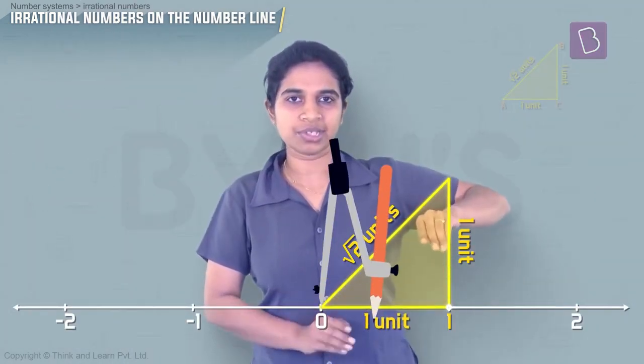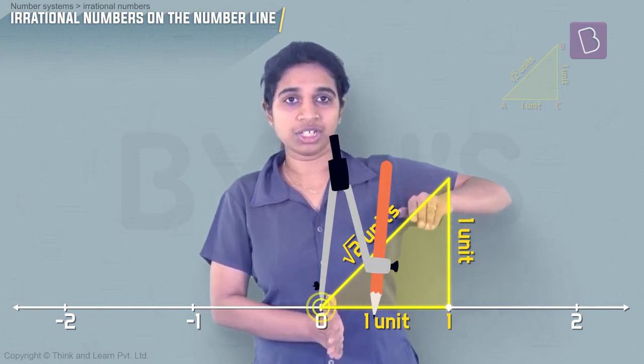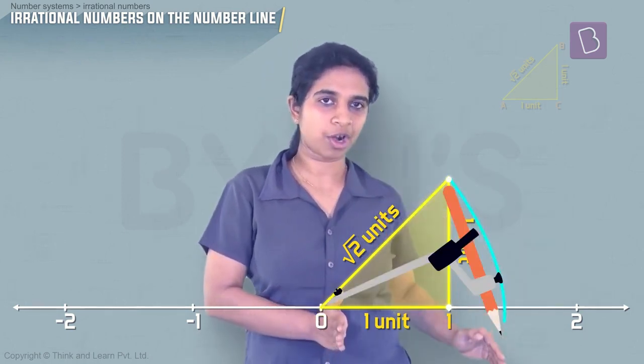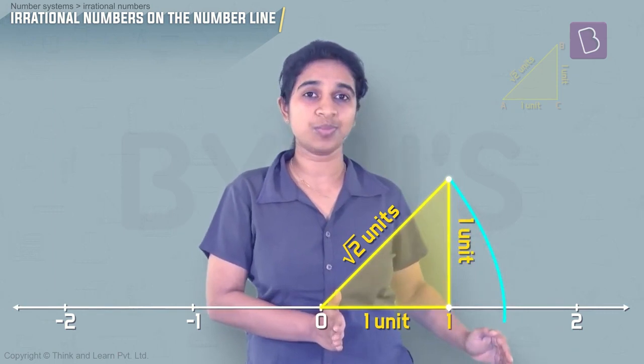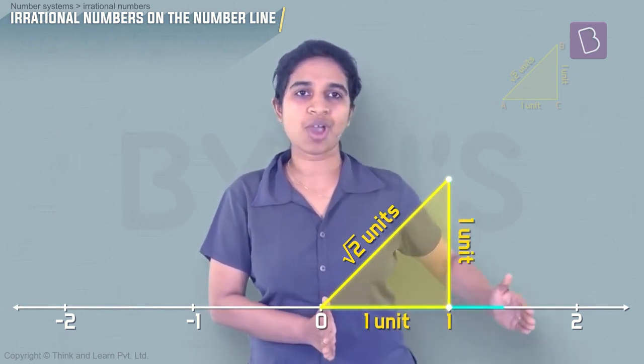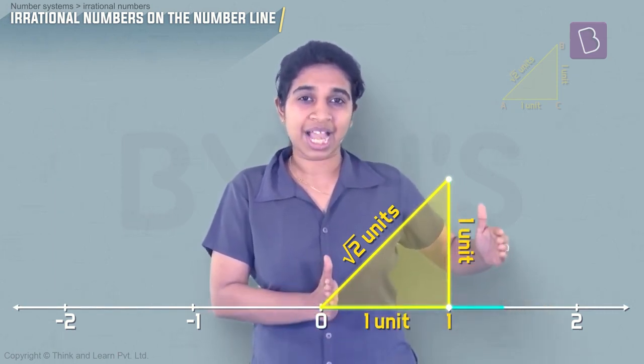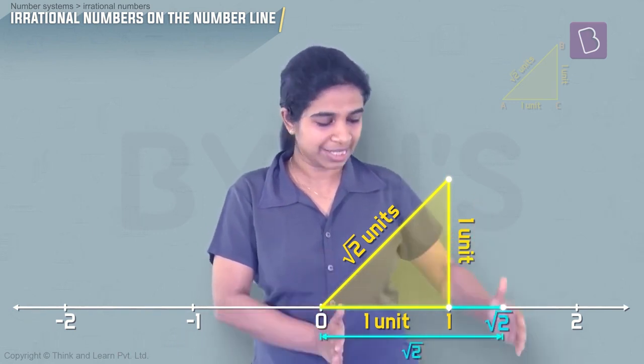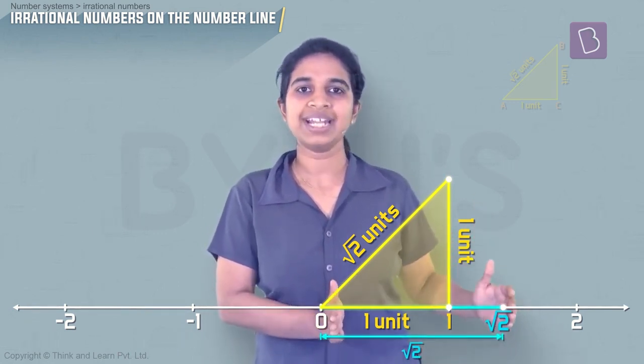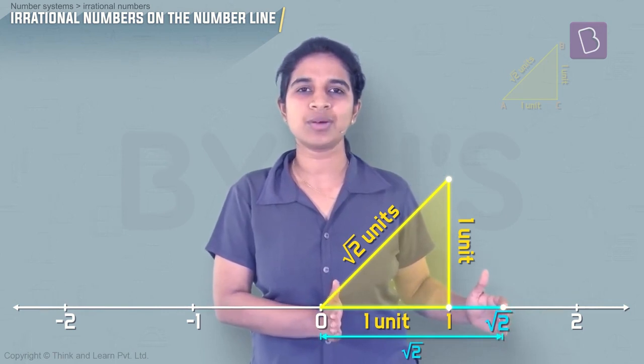Now just take a compass, right? Keep it on the origin, the other end on the hypotenuse, and plot the hypotenuse, right? Keep the radius constant, plot the hypotenuse on the number line. So you have your hypotenuse on the number line. The hypotenuse is nothing but root 2. That means this distance is root 2, right? That's how you'll plot root 2 on a number line.